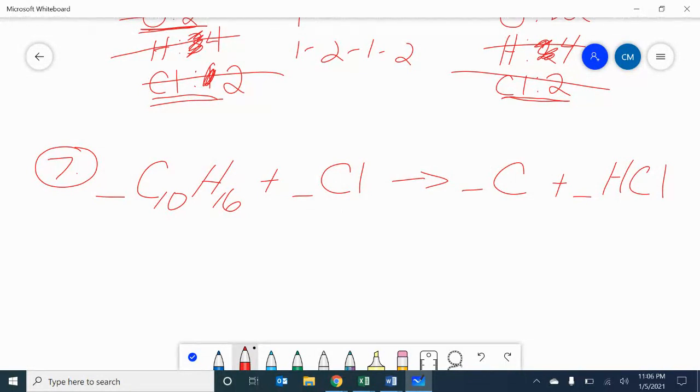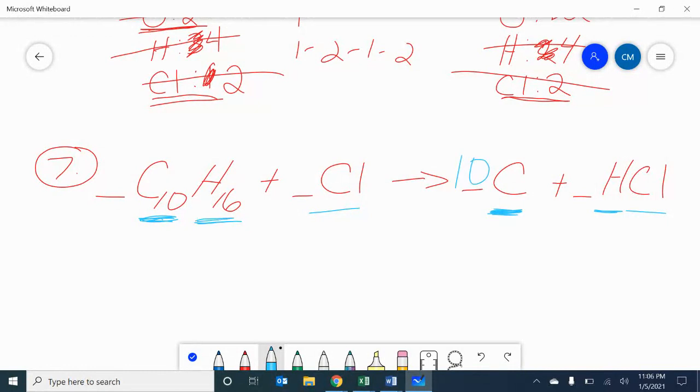I've got 10 carbons and 16 H's on the left. All right. 10 carbons versus 1 carbon. 16 H's versus 1 H. 1 chlorine, 1 chlorine. All right, this looks like it's going to be very easy. Everybody else is just 1 coefficient so far. All right, so if I have 10 carbons on the left, can I get 10 carbons on the right? Yeah, let's put a 10 right there.